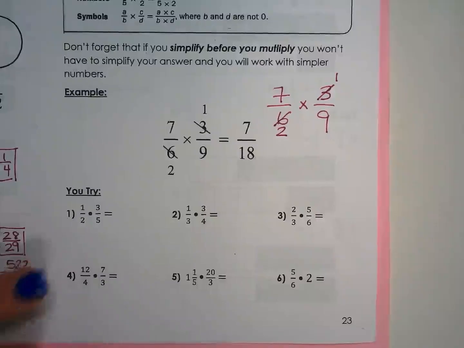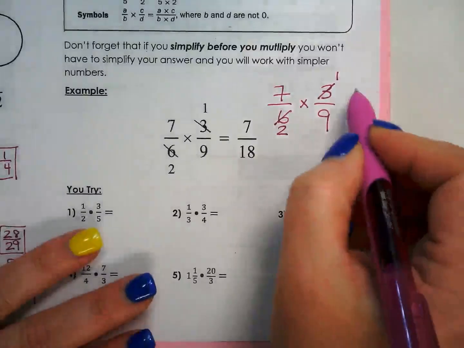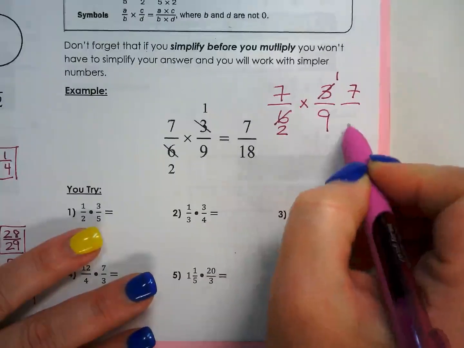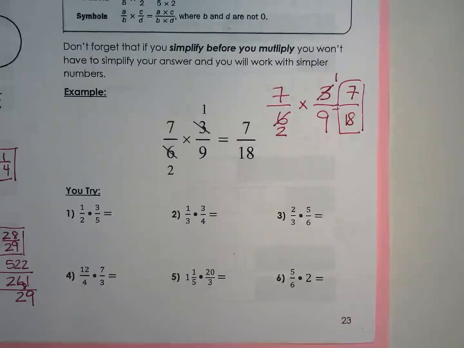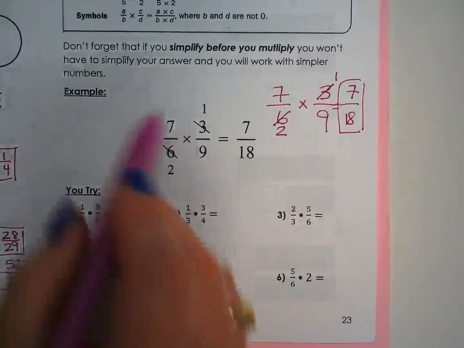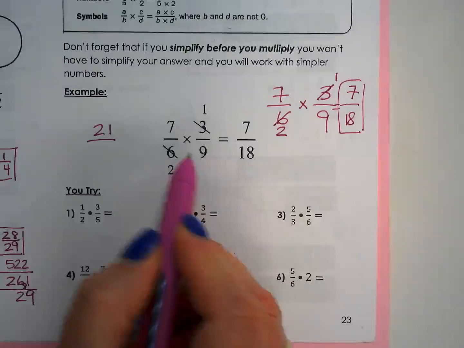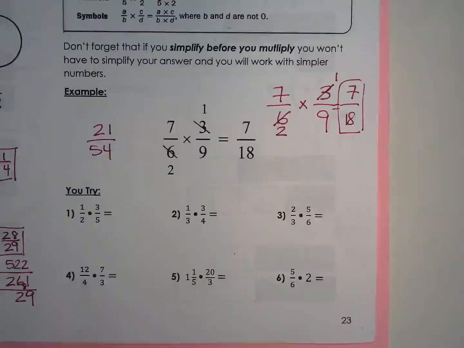Guess what? If you simplify before you multiply, you won't have to simplify at the end. And your numbers are easier. What's 7 times 1? 7. And what's 2 times 9? 18. And that's our answer. Now, if you didn't do that, right, we would have multiplied across because that's how we do multiplication. This would have been 21, and this would have been 54, and then you would have had to simplify. And those numbers are a lot uglier, right?